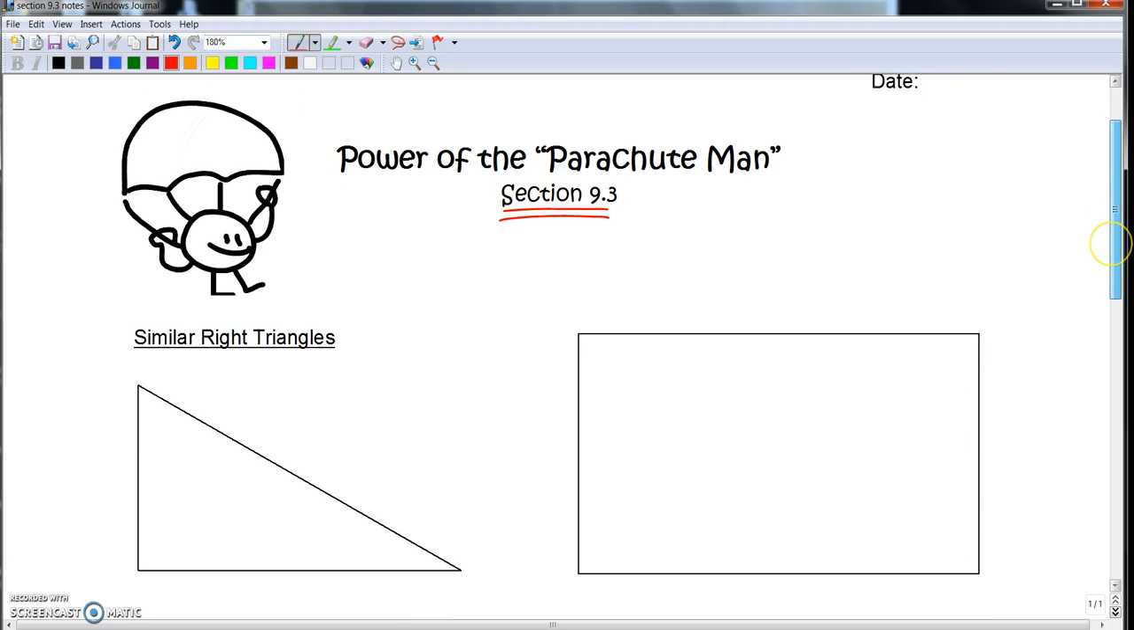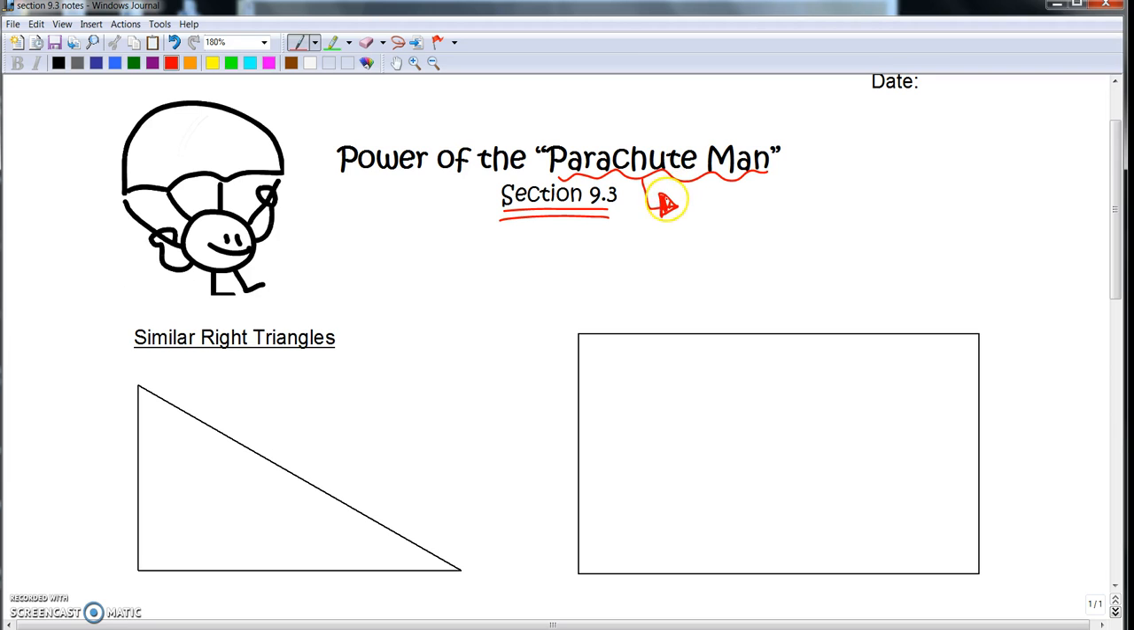So right now, first I want to talk about when you are allowed to use Parachute Man. That's really important because part of the hard part of this chapter is we're going to learn so many things. We're going to learn trigonometry. We're going to learn Pythagorean theorem, which you guys already know. We're going to learn special right triangles. We're going to learn the Parachute Man. And the hard part is knowing when do you do what.